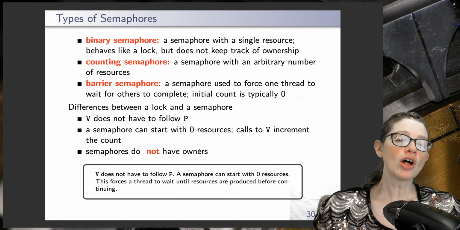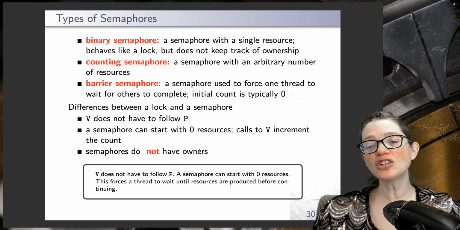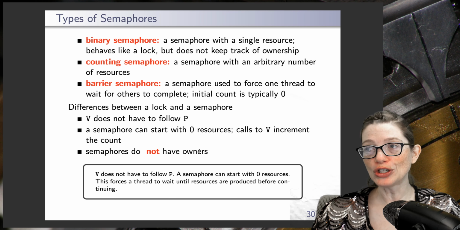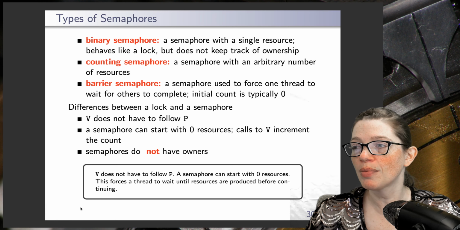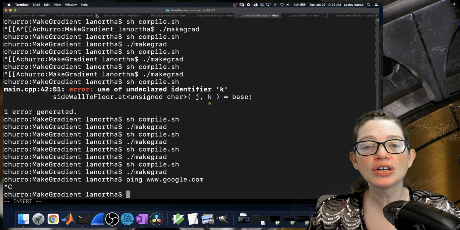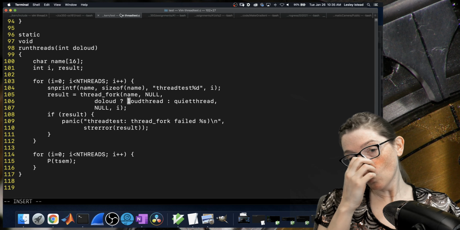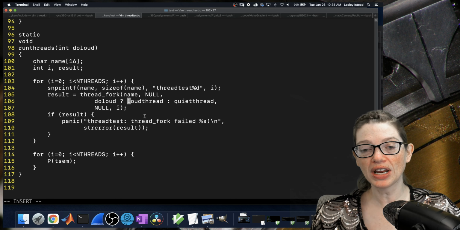Then we have something called a barrier semaphore. Again, these are not different implementations. These are different uses. I'd like to show you the use of a barrier semaphore here, so I'm actually going to go over to code.